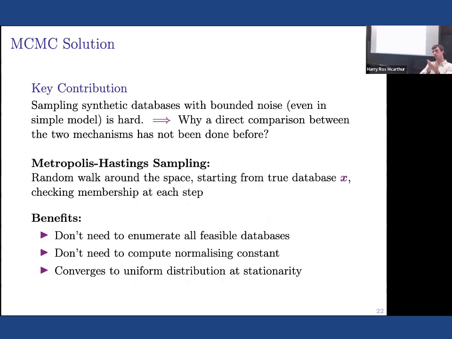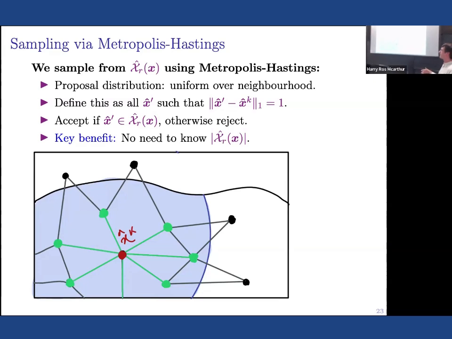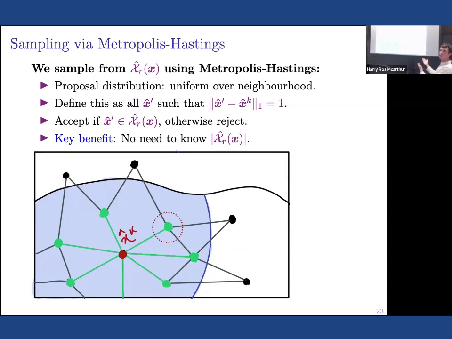The idea is that you start at the true database, you do a random walk around the space of synthetic databases, and you're basically checking if you're inside the ball or not at each step. So here is an animated version of that. Suppose that you're at some synthetic database at iteration K of the algorithm. You've started off at the true one, you uniformly select its neighbors at random, and let's say you propose to move to this database.